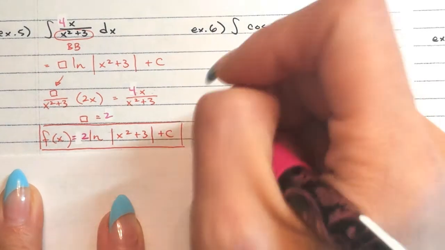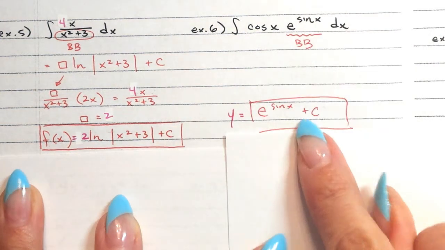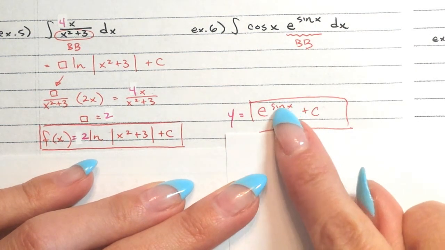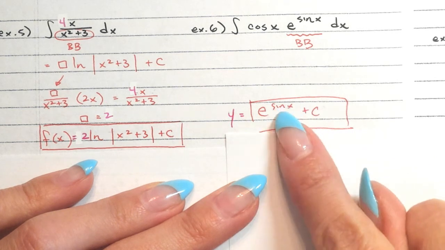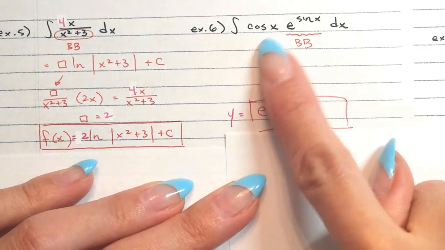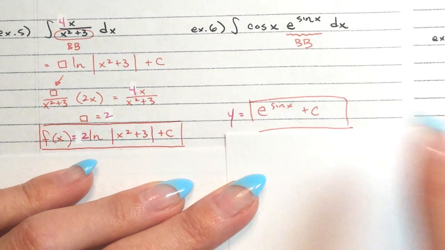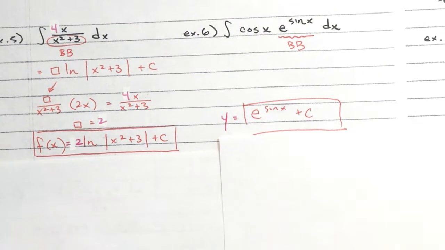So I'm going to say y equals, because you can pretty much tell when you find the derivative of e to the sine of x, it's e to the sine of x times the derivative of the sine of x, which is cosine of x. So the derivative of this is literally just that, right? And then you have your plus c. Don't forget about the plus c.